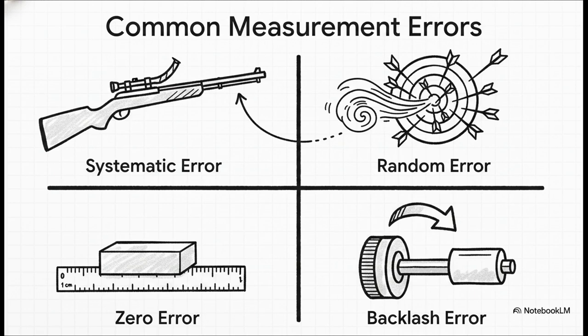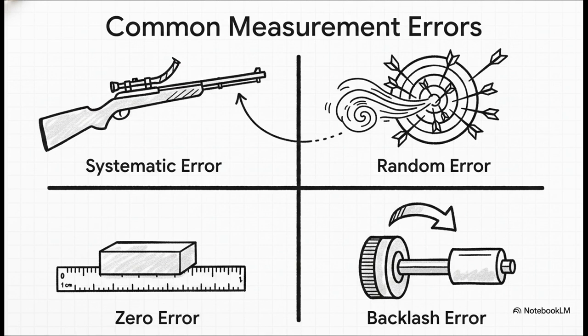A systematic error is like having a crooked scope on a rifle. It's going to push every single shot in the same wrong direction. It hurts your accuracy. Random errors, on the other hand, are like little unpredictable gusts of wind. They mess with your precision. The best way to fight those? Take a bunch of readings and average them out.